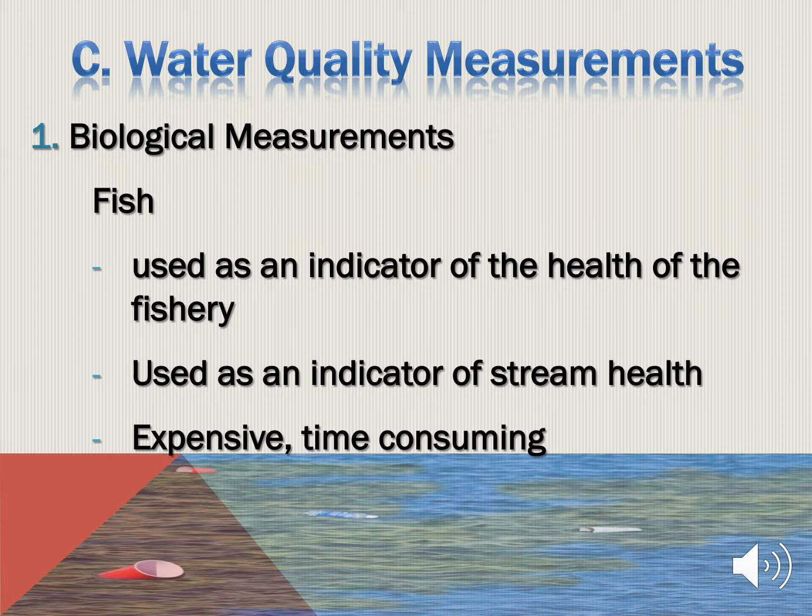Unlike other indicators such as benthic macroinvertebrates, which are relatively sedentary, a benthic macroinvertebrate can tell you the quality of water in the stream at the location you sample. But with fish, when they migrate back and forth, that's not always indicative of the situation you're in.